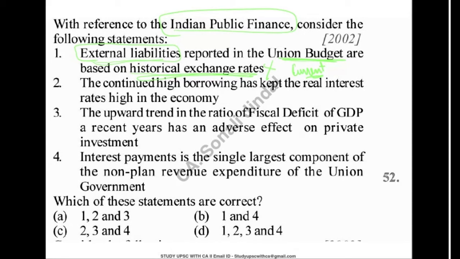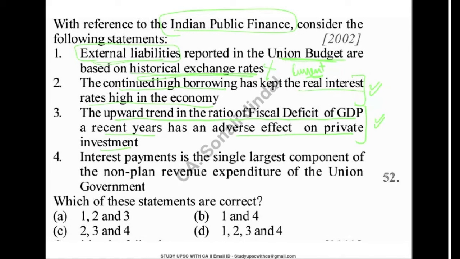Second statement, continued high borrowing kept the real interest rates high in the economy. We have done this. If there is higher borrowing, it means there is less supply for private investment. As there is more demand but less supply of loans, it will increase the interest rate. So the second statement is correct. Upward trend in the ratio of the fiscal deficit to the GDP in recent years has an adverse effect on private investment. We have seen this. This is known as crowding out of private investment. So the third statement is also correct.